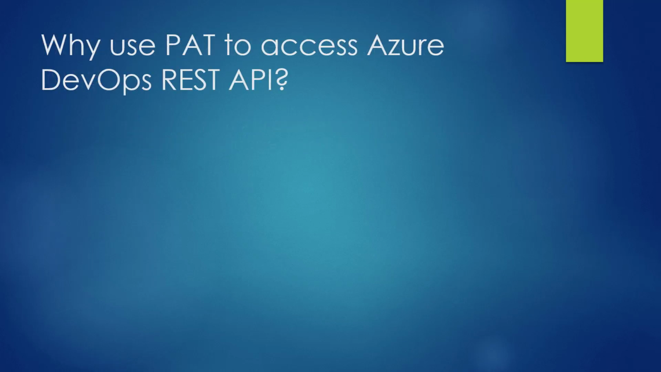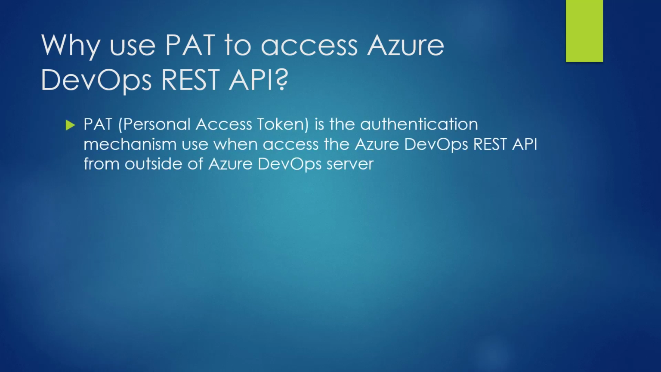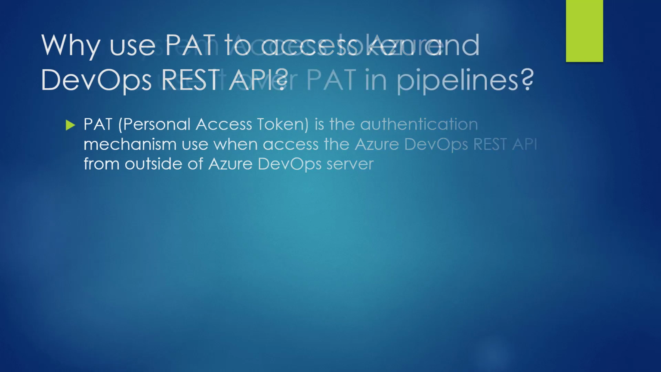Now it's time to learn about Personal Access Token. When accessing the Azure DevOps REST API from outside the Azure DevOps server, PAT is used as the authentication mechanism. PAT is a token created for user authentication which can be used instead of username and password.